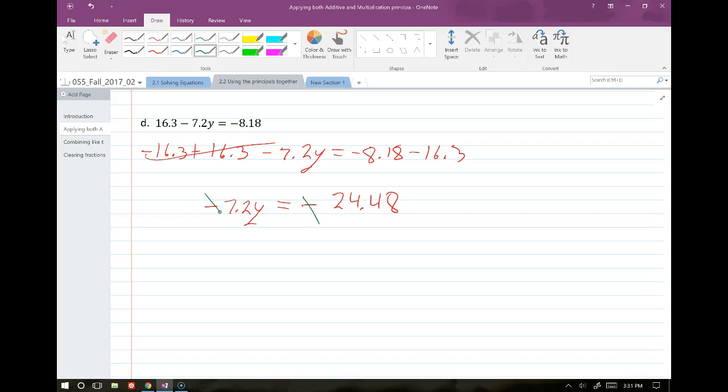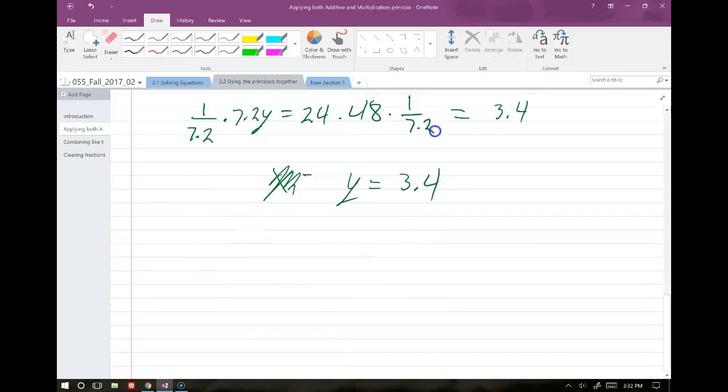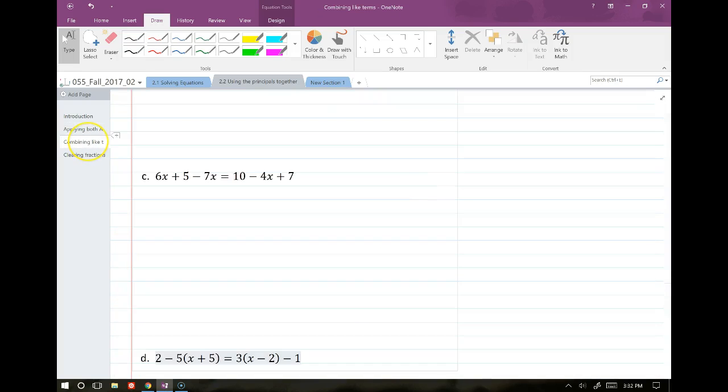Okay, so now that we got the negatives out of the way, we have 7.2y equals 24.48. So we multiply both sides by 1 over 7.2. And we do that on our handy dandy calculator. 24.48 divided by 7.2, and we get 3.4. Y. It's better to write it. Whoops, not X, Y. All right. So that's our last example on that page.